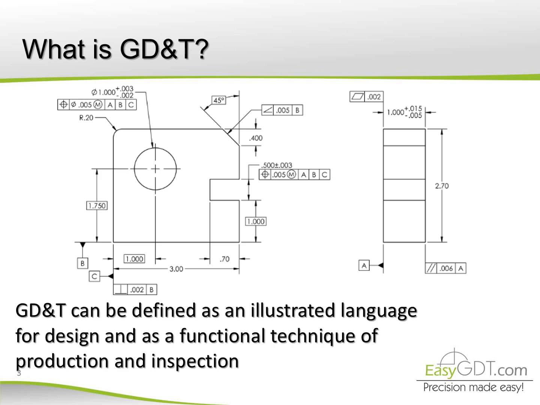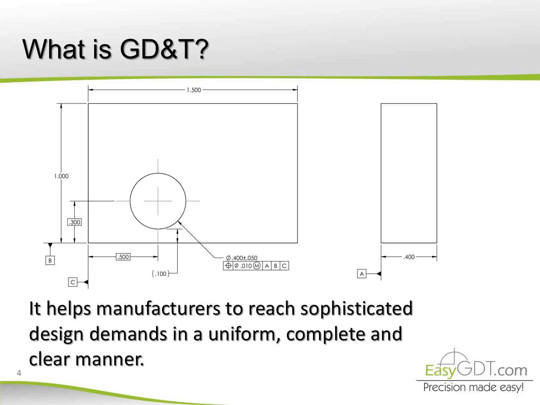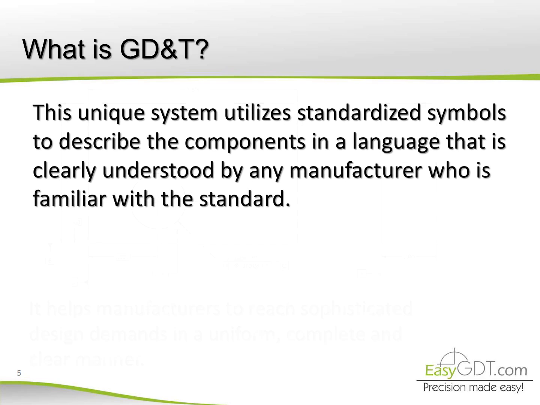GD&T can be defined as an illustrated language for design and as a functional technique of production and inspection. It also helps manufacturers to reach sophisticated design demands in a uniform, complete, and clear manner. This unique system utilizes standardized symbols to describe the components in a language that is clearly understood by any manufacturer who is familiar with the standard.